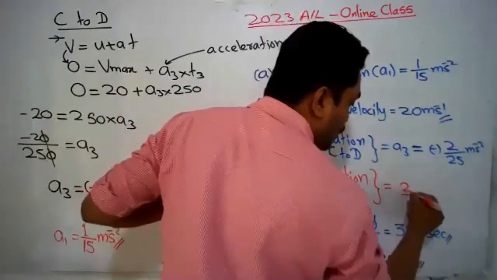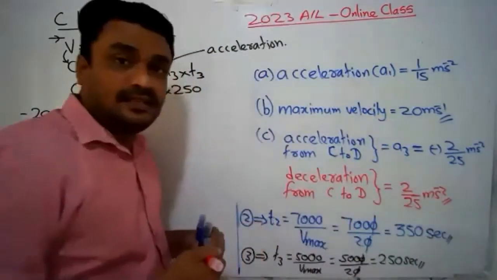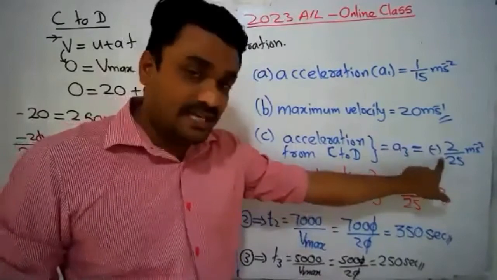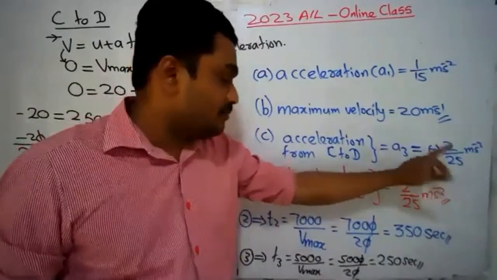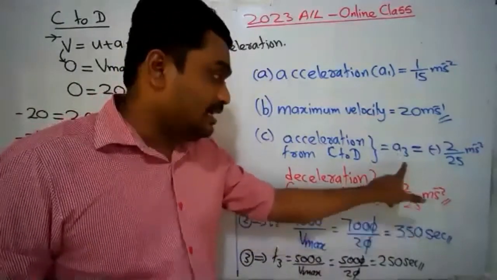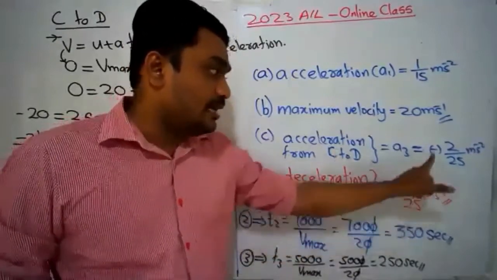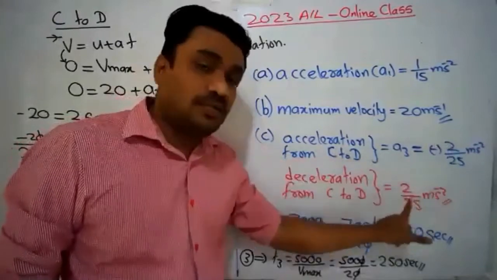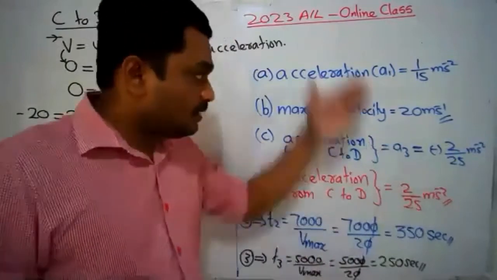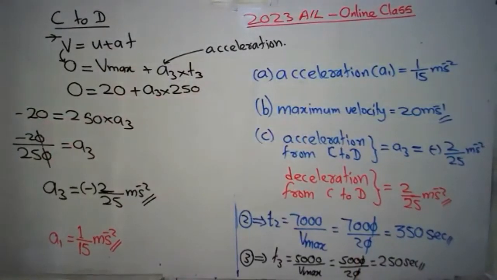You write 2/25 without the minus sign. So that's the difference. If you say C to D acceleration, that is A3 equals minus, because there is no acceleration from C to D. But if you directly use the term deceleration from C to D, then do not use A3. Then deceleration from C to D equals 2/25 without the minus sign. So it's a positive value. Got it? That's the difference between acceleration and deceleration. Please write the 3 answers quick, and if you have any further doubt, please ask.